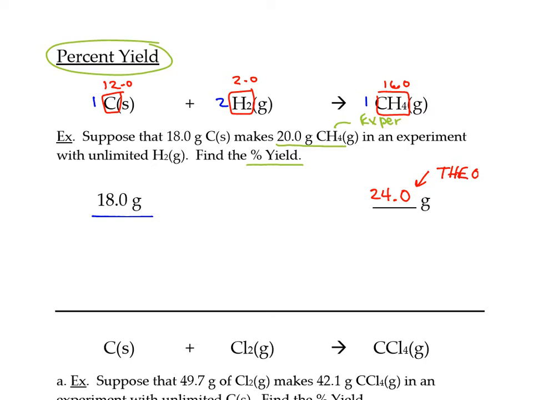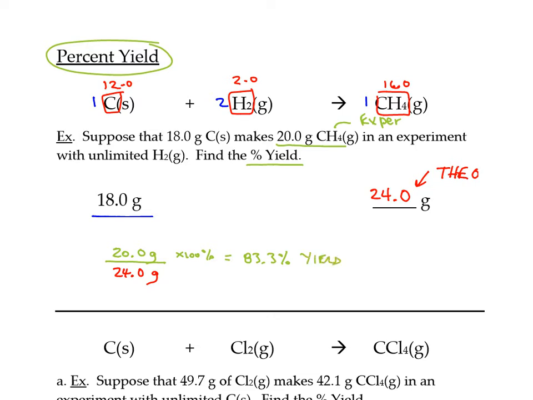So the percent yield is going to be 20 grams of what we actually made divided by 24 grams of what we were supposed to make, times 100, and that's going to give us an 83.3% yield.